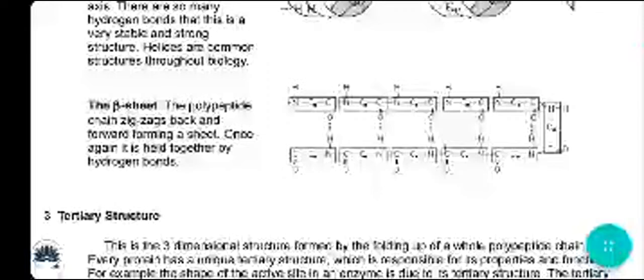And in the beta, this is the beta sheet. The polypeptide chain zigzags back and forth forming a sheet. Once again, it is held together by hydrogen bonds. So this is called the beta sheet. The structure is very important.